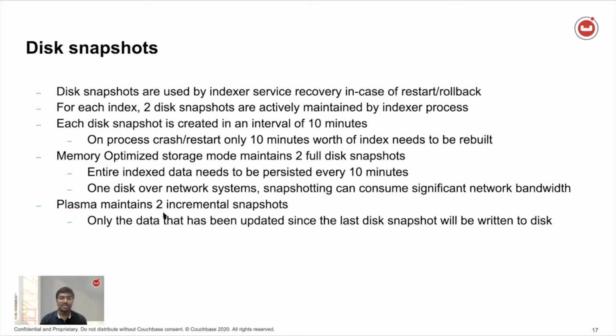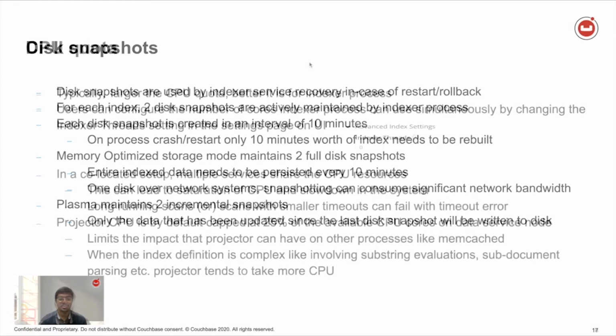The Plasma storage engine maintains two incremental disk snapshots for every index that gets created. With incremental snapshots, only the data that has been updated since the last disk snapshot will be updated in the latest disk snapshot. So there is no need to persist the entire index data every 10 minutes. As the snapshotting is incremental in nature, Plasma has a relatively lower disk IO requirement compared to memory optimized storage mode.